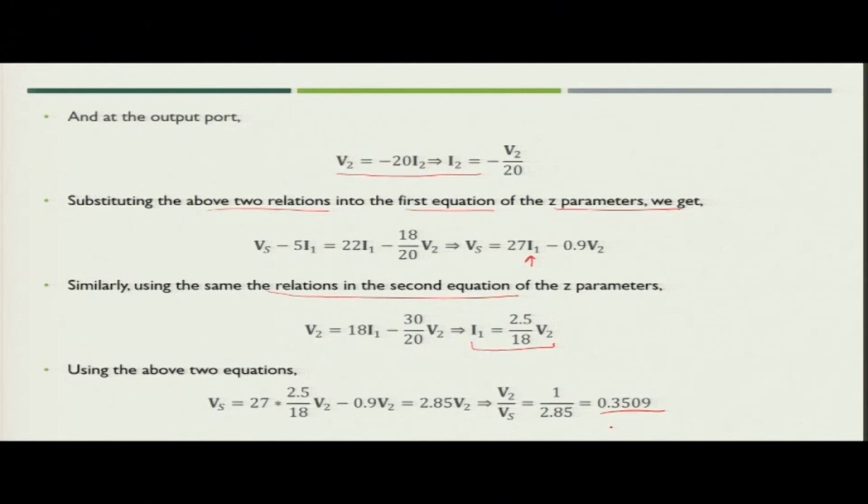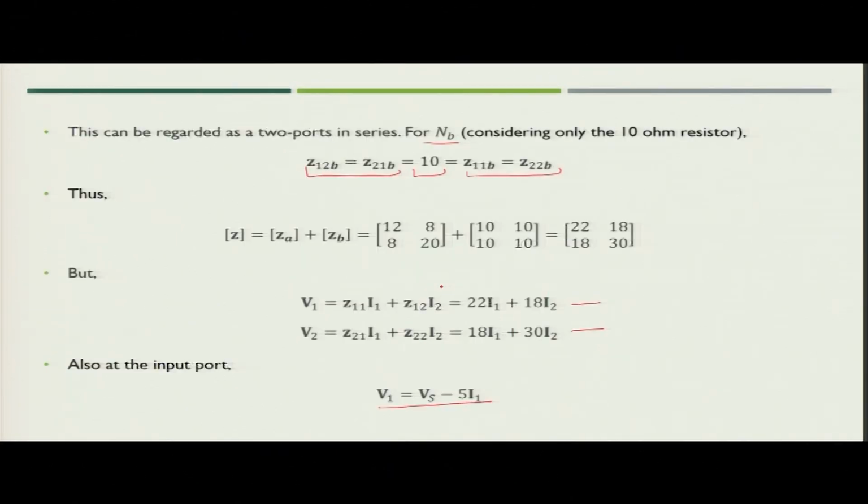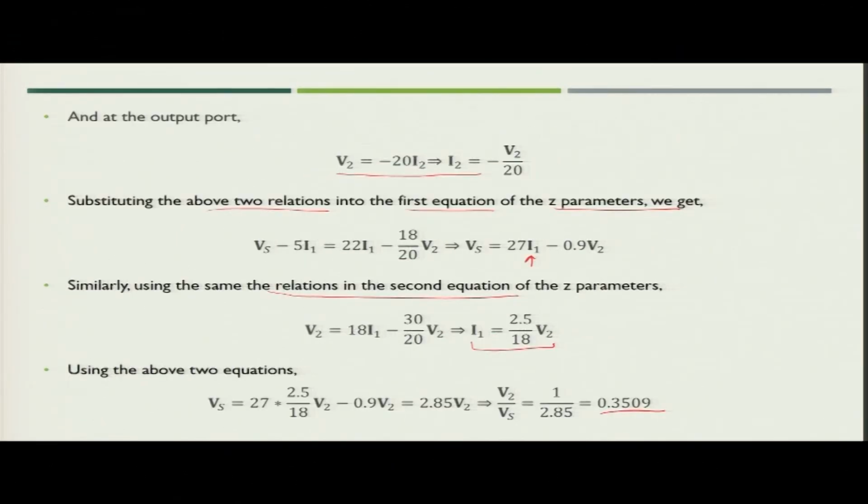0.3509. So, you can see with the given circuit you can convert it into two port sub networks, and since in this case the network is connected in series, we can utilize the Z parameters to find out the answer, that is V2 by Vs given in this particular example.